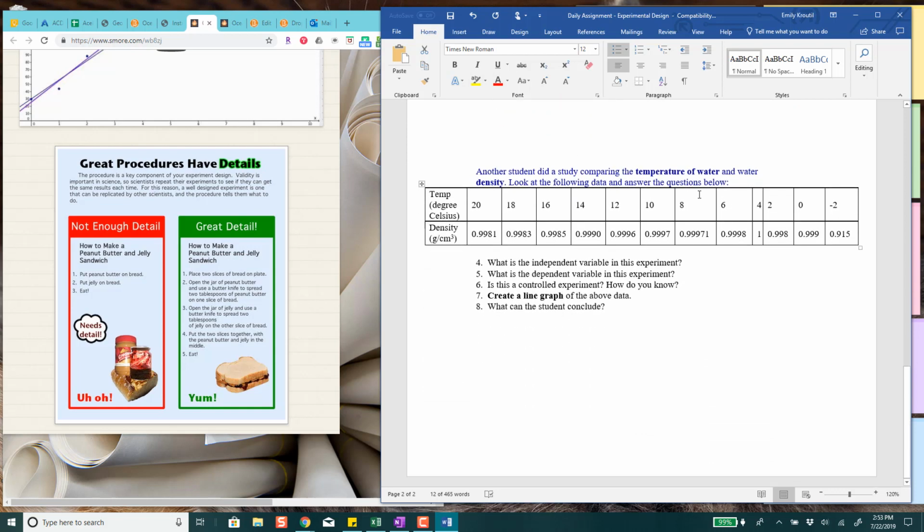Part 2. And now this part is saying another student did a study comparing the temperature of water and water density. Look at the following data and answer the question. Okay, so you want to discuss the independent variable. Remember, the independent variable is the thing that you changed, the thing that the student changed. So did they change the temperature and then measure the density, or did they change the density and then measure the temperature? Which one of those makes more sense, right?